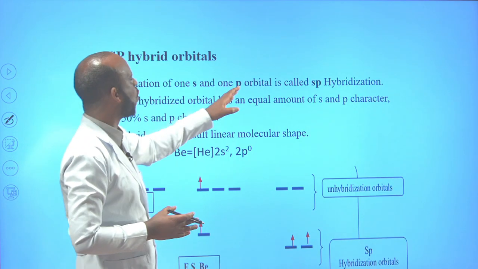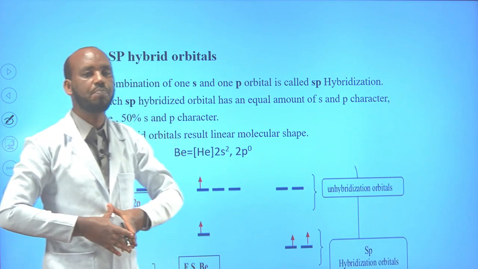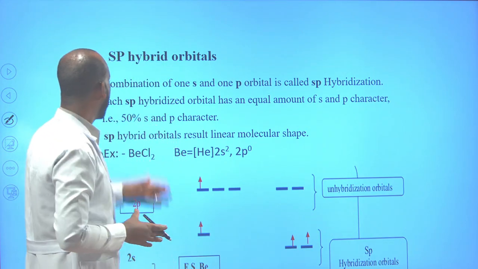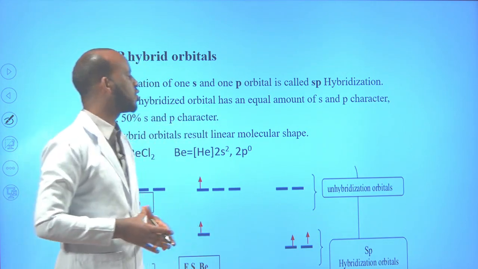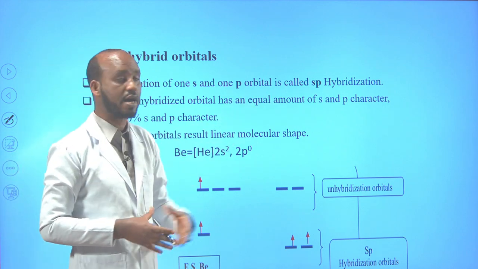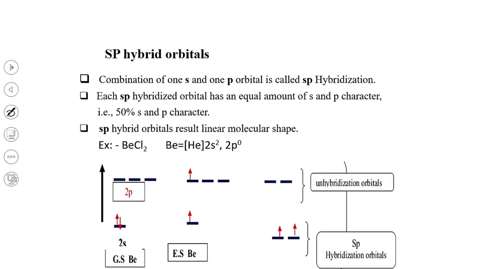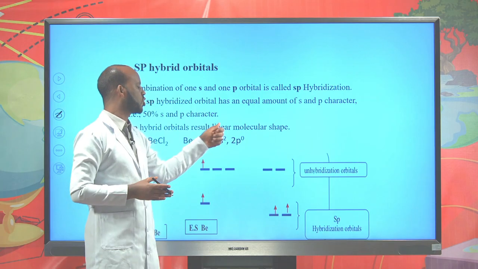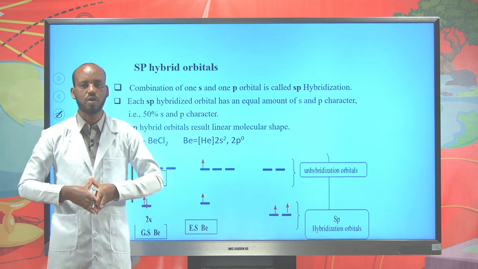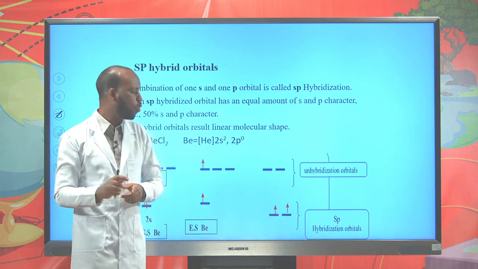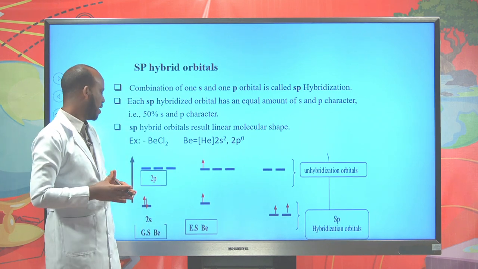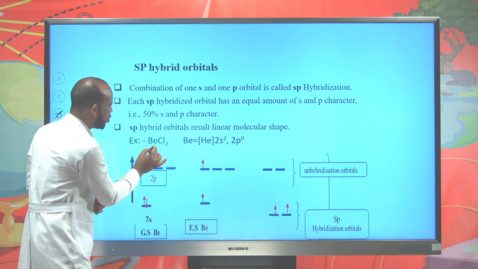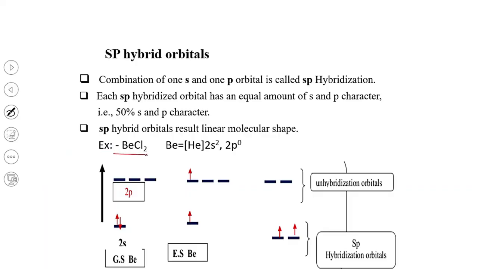Combination of one s and one p orbital is called sp hybridization. Each sp hybridized orbital has an equal amount of s and p character. That means 50% s and 50% p character in sp hybridization. SP hybrid orbitals result in linear molecular shape with bond angle 180 degrees. For example, look at this molecule, beryllium chloride.